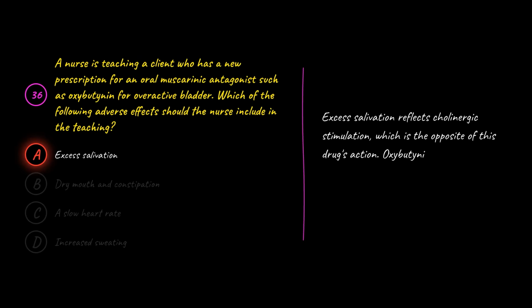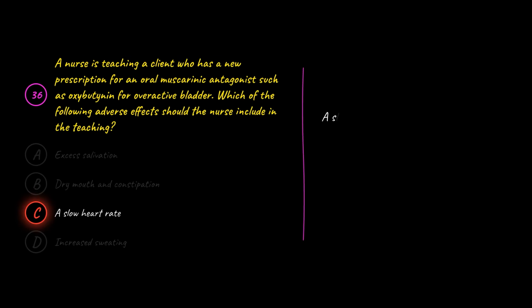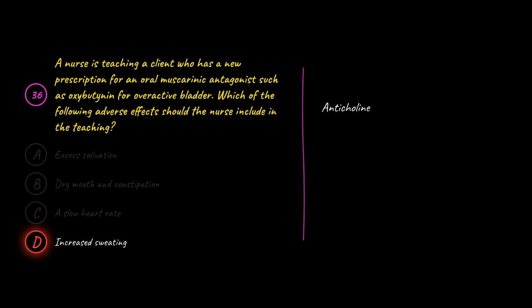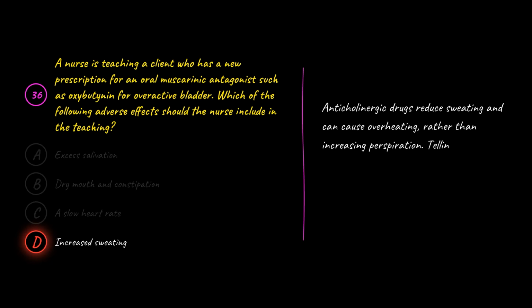Oxybutynin dries secretions through its anticholinergic effect, so increased saliva is not an effect the client should expect from this medication. C is wrong because a slow heart rate is a cholinergic effect, whereas muscarinic blockade tends to increase the heart rate instead. A slow pulse is therefore not an expected adverse effect of oxybutynin for a client with overactive bladder. D is wrong because anticholinergic drugs reduce sweating and can cause overheating rather than increasing perspiration. Telling the client to expect more sweating would misrepresent this medication, since dry skin and reduced sweating are the actual anticholinergic effects.